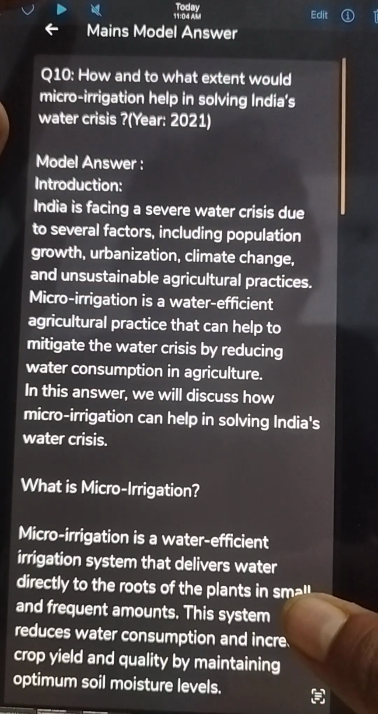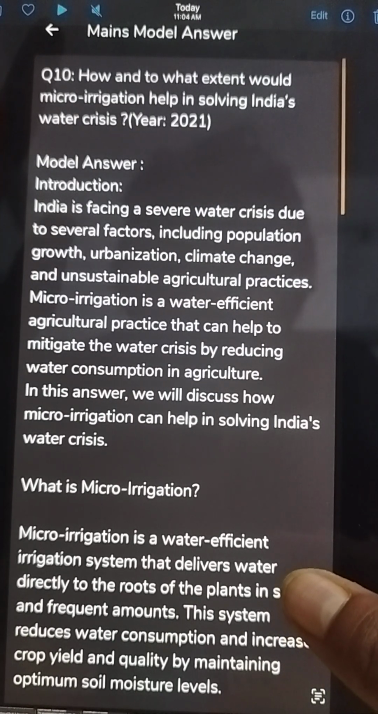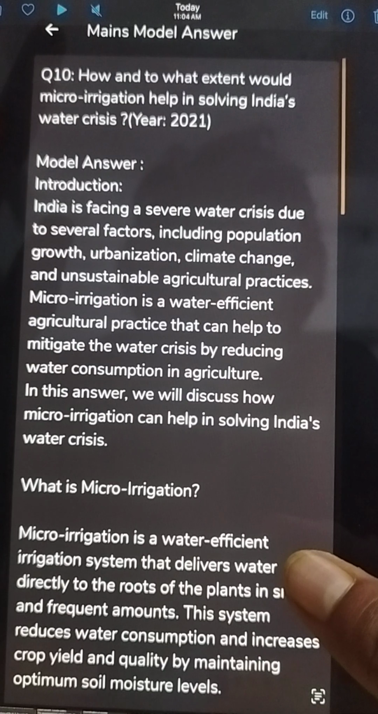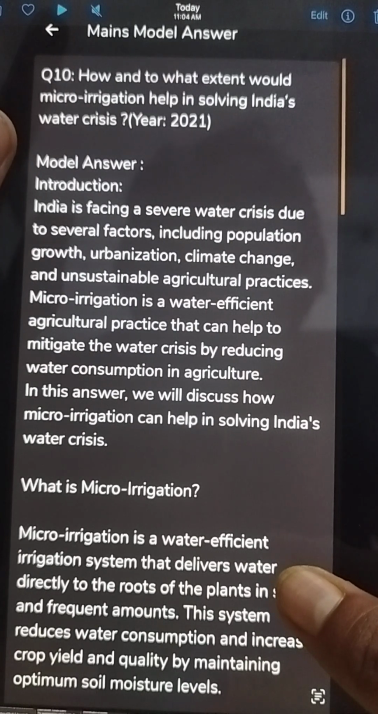India is facing a severe water crisis due to several factors, including population growth, urbanization, climate change, and unsustainable agriculture practices. Micro irrigation is a water-efficient agriculture practice that can help to mitigate the water crisis by reducing water consumption in agriculture. In this answer, we'll discuss how micro irrigation can help in solving India's water crisis. First, what is micro irrigation?